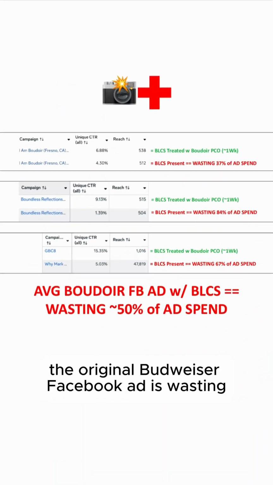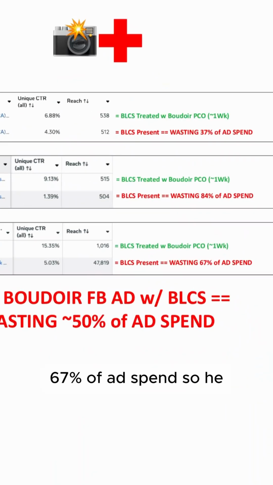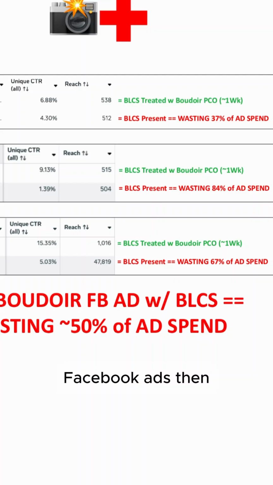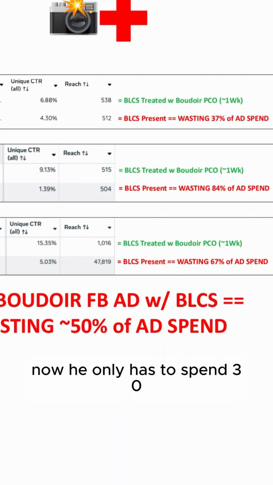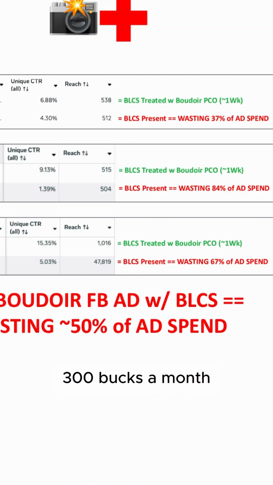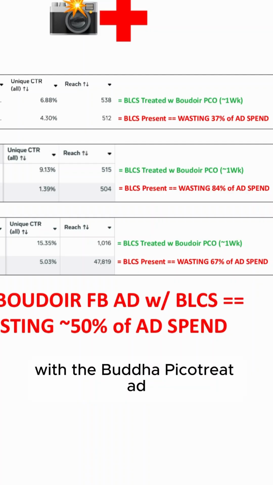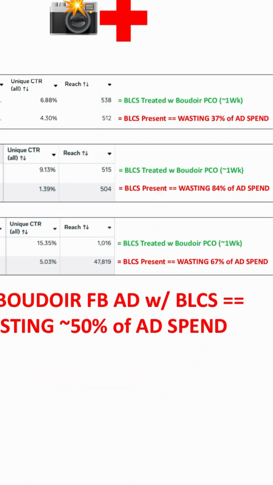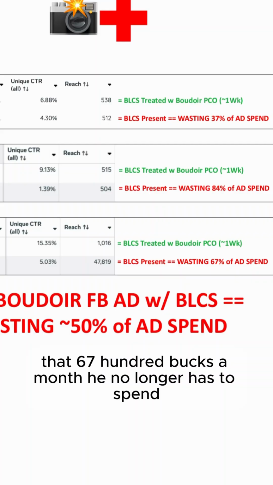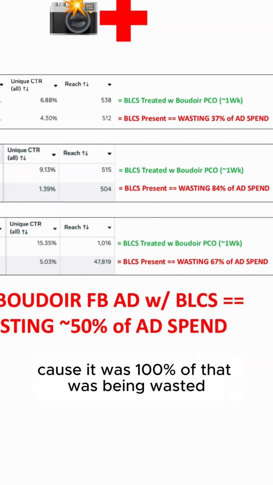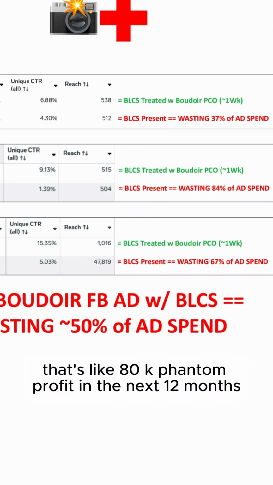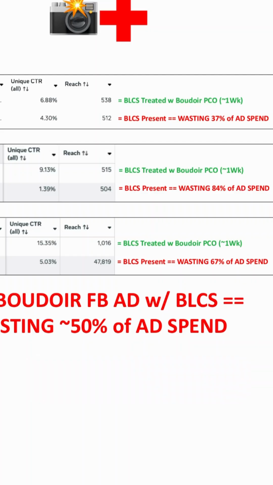So we found out the original Boudoir Facebook ad was wasting 67% of ad spend. So if he was spending 10 grand a month on Boudoir Facebook ads, now he only has to spend $3,300 a month with the Boudoir Pico treated ad to get his ad into the same number of brains. So that $6,700 a month he no longer has to spend, because 100% of that was being wasted. He can now pocket that, not spend it. Phantom profit, that's like 80K phantom profit in the next 12 months.